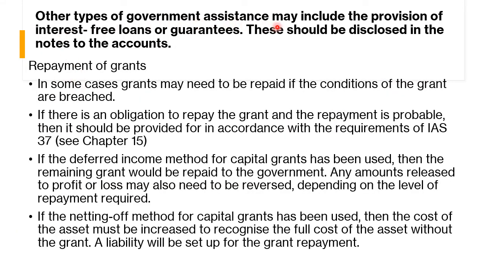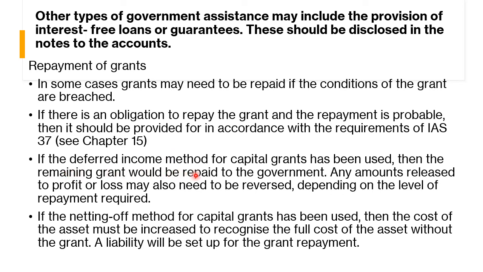Other type of government assistance may include provision of interest-free loan or guarantees. These should be disclosed in the note to the accounts. Now repayment of grant. In some cases, grant may need to be repaid if the conditions of the grant are breached. If there is an obligation to repay the grant and the repayment is probable or certain, then it should be provided for in accordance with the requirement of IAS 37 that we will discuss in chapter 15.